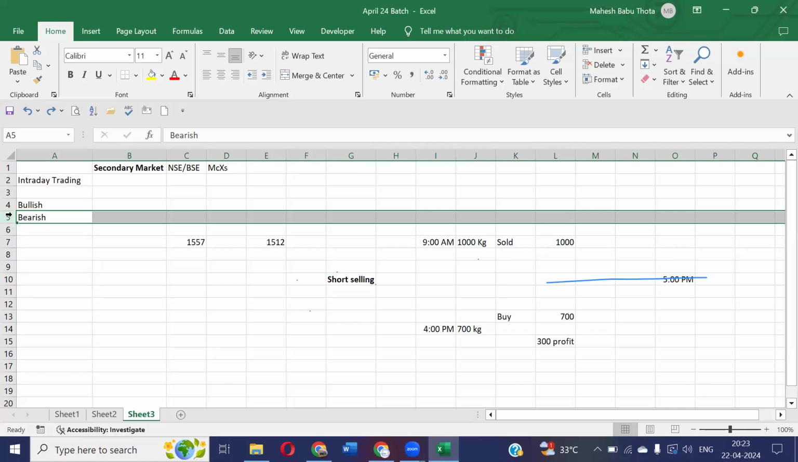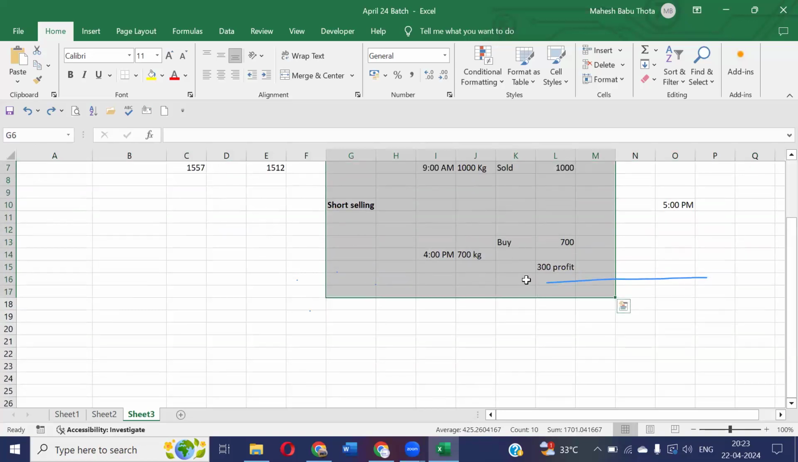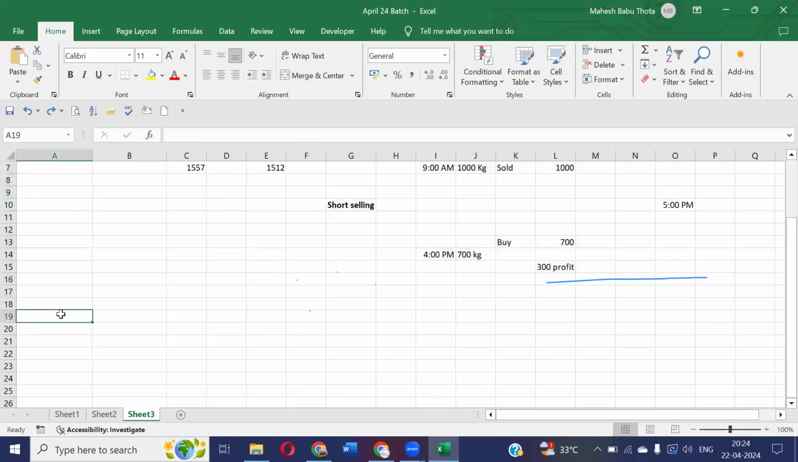In bearish, what will happen? Share price will go down. I mean, we will expect that the price will go down. So in that scenario only, we can execute this short selling. Now you understood, right? Everyone, yes, sir. Yeah. Then we have the next concept called stock lending scheme.